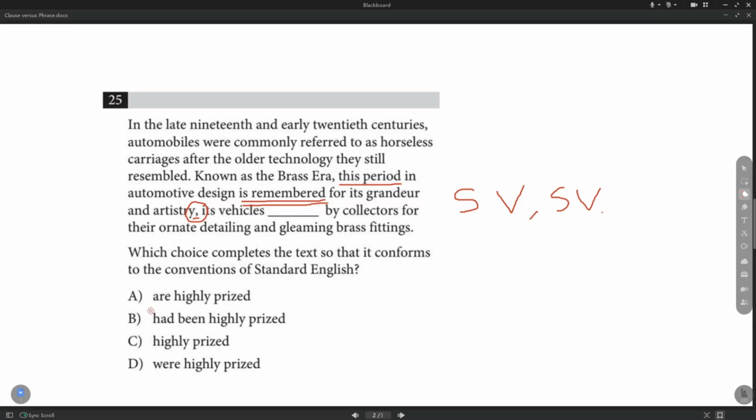Looking at A, are highly prized as a verb. That's out. B, had been highly prized, is also a verb form, out. C, highly prized looks like a verb, could also be an adjective. D, were highly prized. The only answer we can use here is prized. Now, you might be sitting at home thinking, but wait a minute, isn't prized a verb? It is, but it can also function as an adjective. I'm going to get to that in a minute. Before I do, let's do another example.